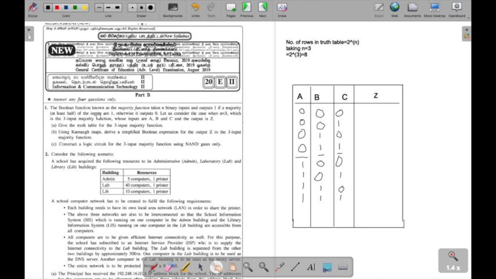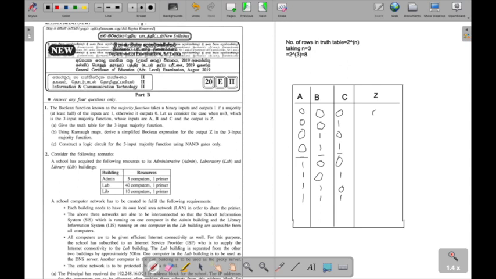If a majority, at least half of the inputs are 1, then the output will also be 1, right? So therefore, if it is given as so, we should take Z.